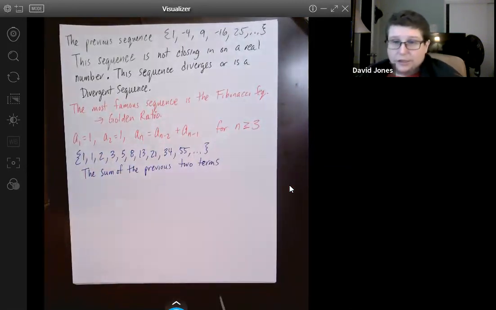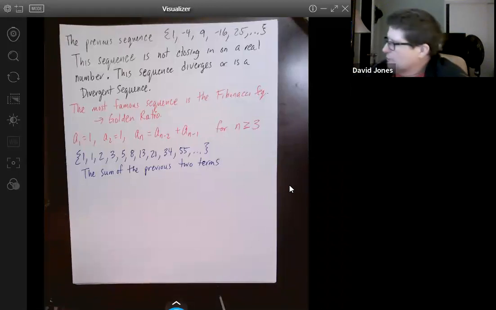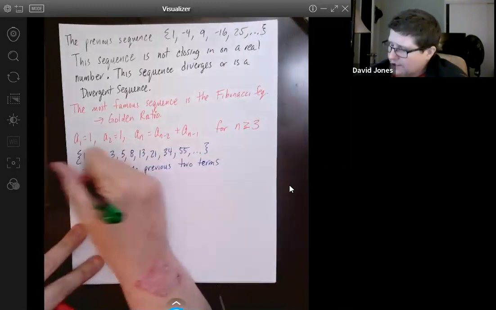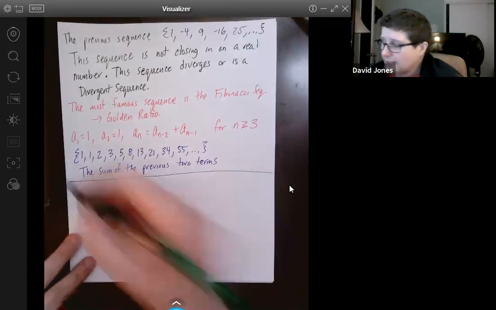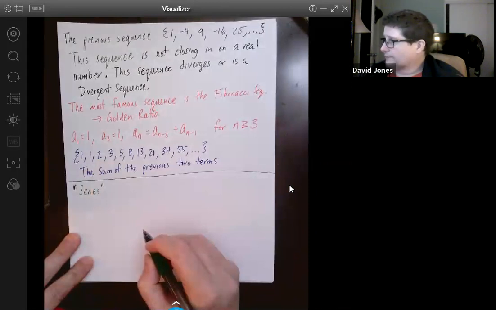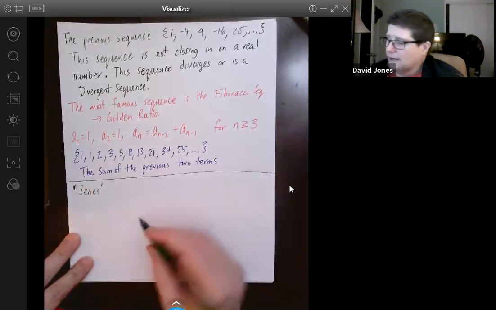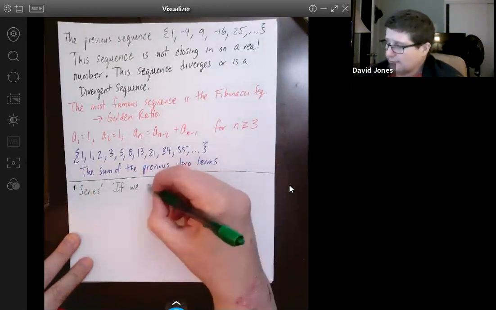So that's what sequences are. Let's talk about series now. I said this chapter was on sequences and series. If we add up the terms in the sequence, we have a series.